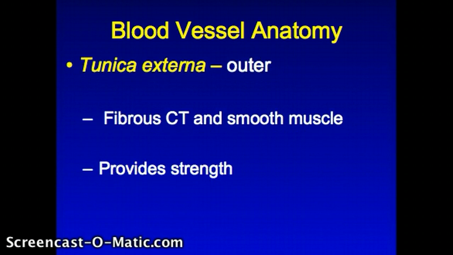Then we have the tunica externa. If you just think external, that might help you remember that it's the outside part. It's made of fibrous connective tissue, which is really good at helping maintain the structure of the vessel, and also smooth muscle, and that fibrous connective tissue helps to make it really strong. So there's going to be collagen in there, and I know you guys remember collagen makes anything that it's involved with really, really strong.